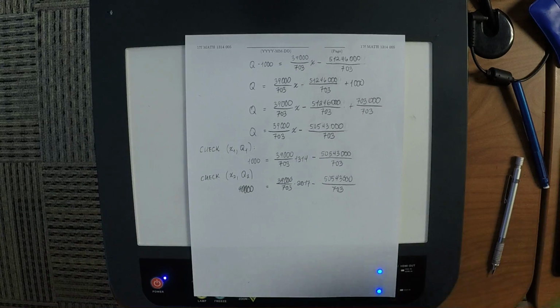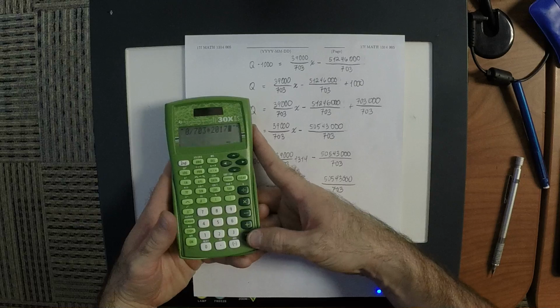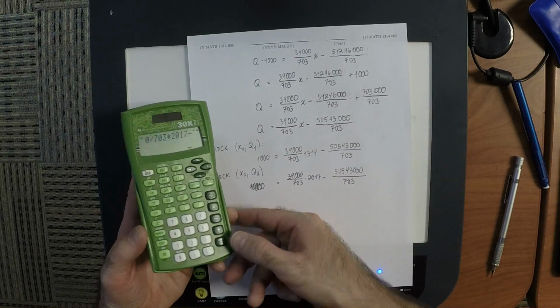Okay, this one will be easier because I already have it almost typed. Now I'm going to plug in 2017 and we should get 40,000.